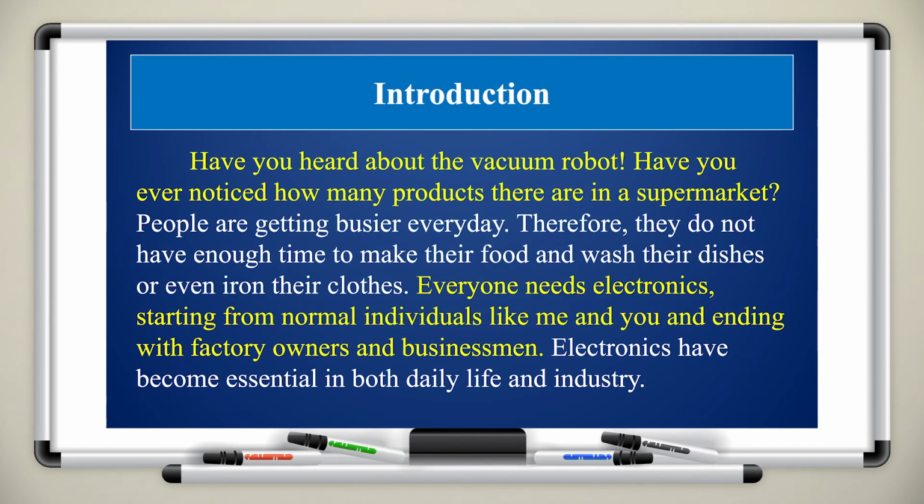Let's take a closer look at this introduction. Take a look at the sentence in yellow. Have you heard about the vacuum robot? Have you ever noticed how many products? This is the hook. And the other sentence highlighted in yellow is the thesis statement. I also want you to notice the use of conjunction here. Can you notice where the conjunction is? The word therefore. Here, I used it to show a result. That's why I put it in the sentence. So this is how your introduction should look.